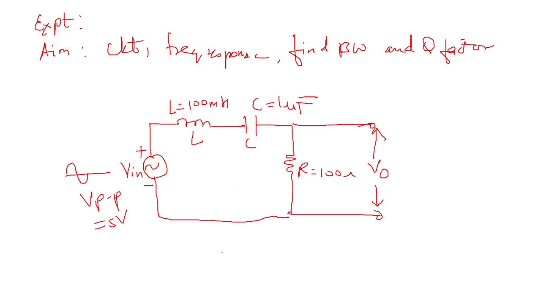Now in this circuit, our resonant frequency FR will be equal to 1 upon 2 pi root LC. L is 100 millihenries and C is 1 microfarad. If you put those values in this, you will get FR as 503.22 hertz. So it is around 500 hertz that we will have.